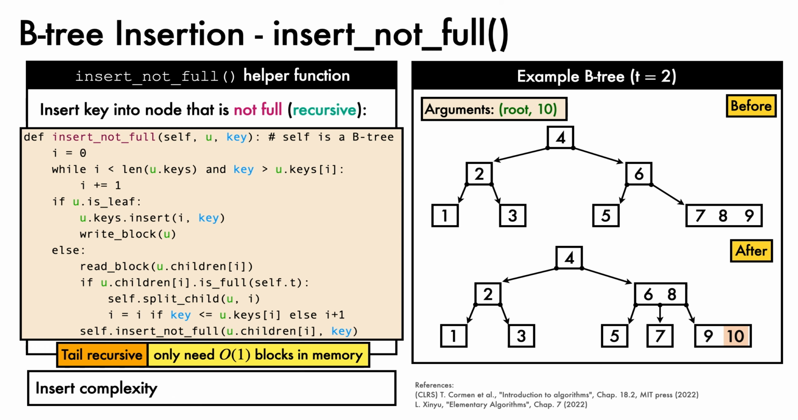The complexity of the overall insert function in CPU time is big O of t log base t of n, since we do one pass down the tree and perform at most linear complexity operations at each level. In terms of block reads and writes from disk, we do a constant number at each level of the tree, so that the overall complexity is big O of log base t of n.